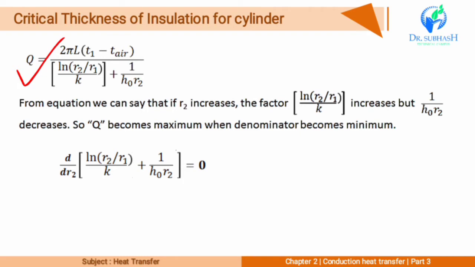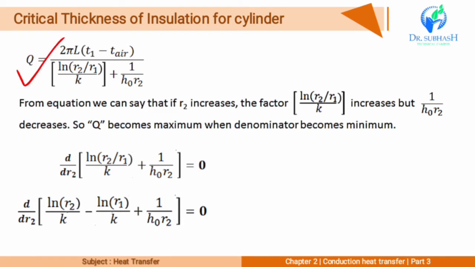So differentiate the denominator with respect to R2, that is the outer radius, and equate it with 0. So d/dR2 of the bracket ln(R2/R1) divided by K plus 1 upon h0 into R2 is equal to 0.